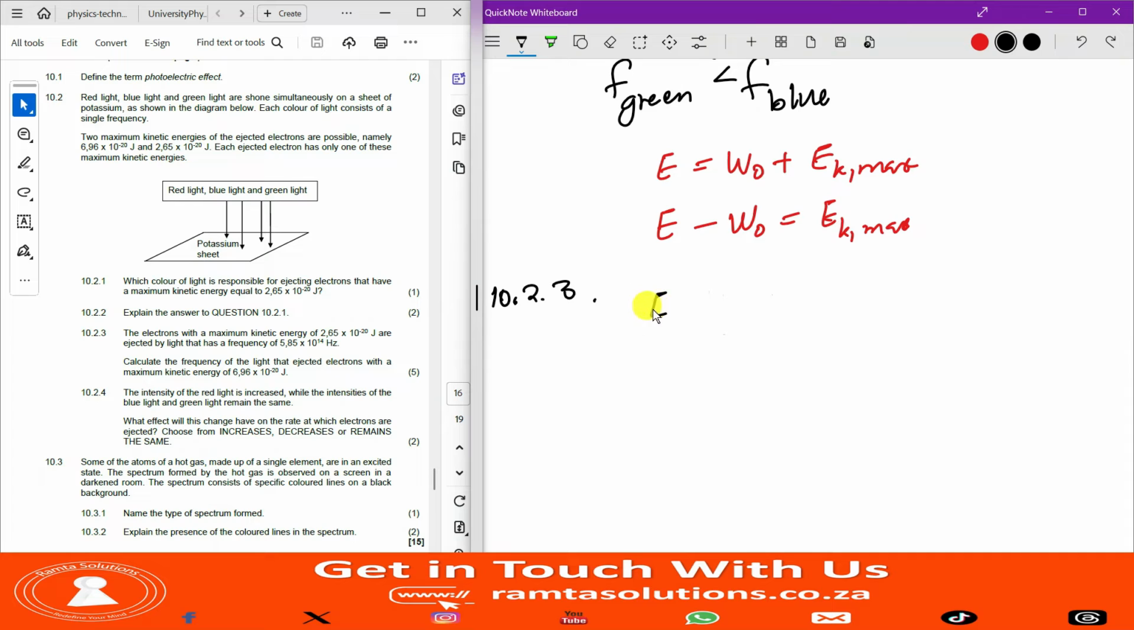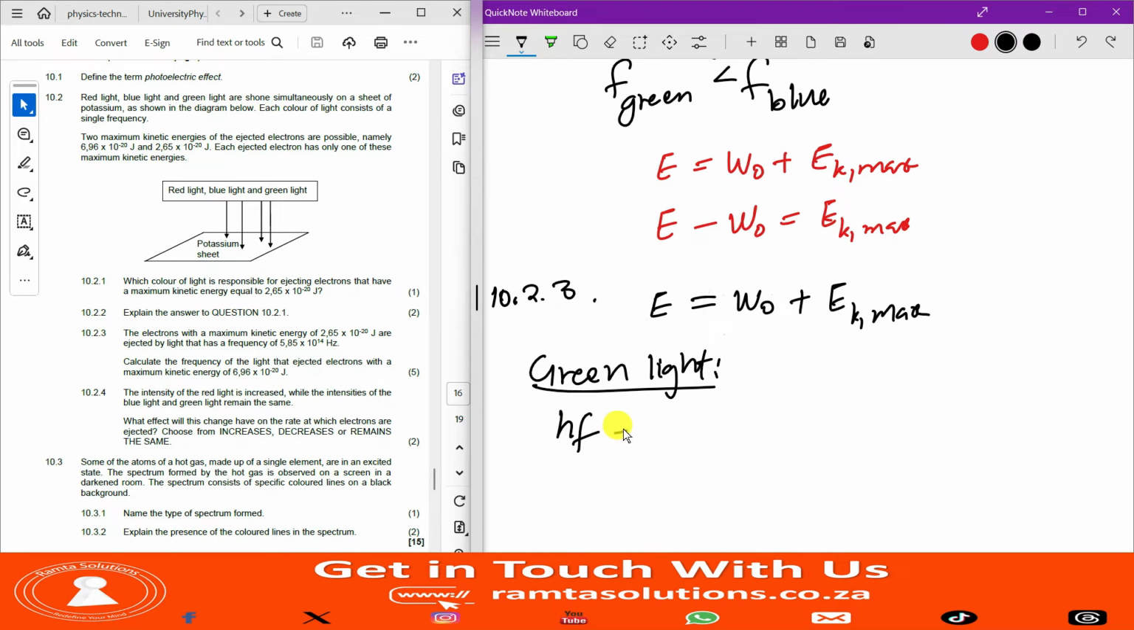I will just say energy is equal to work function plus maximum kinetic energy. All right, now I'm going to look at the green light. So for the green light, we have hf equals work function plus EK max, right? Let me also add that.